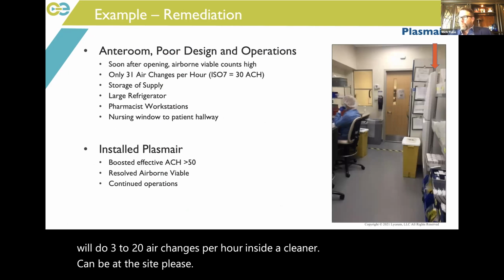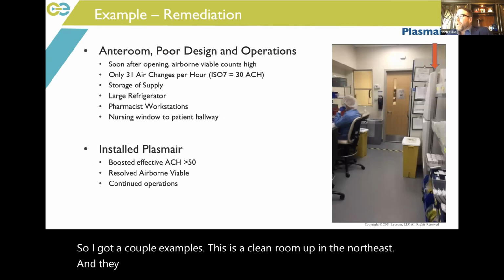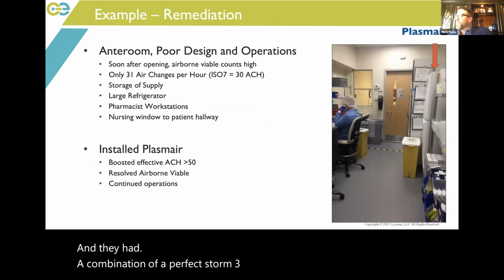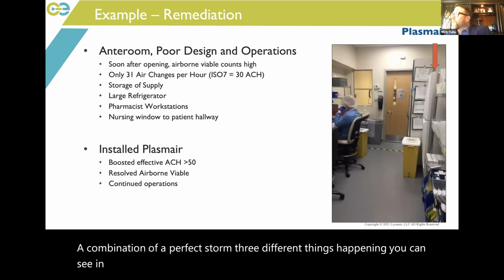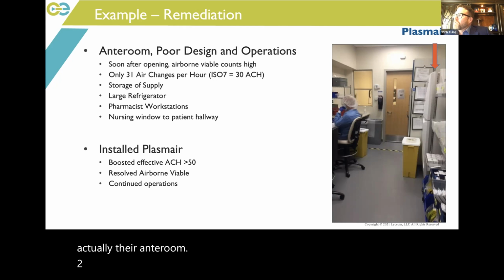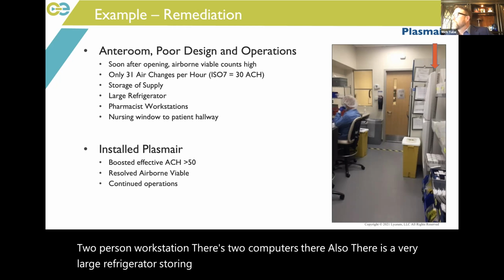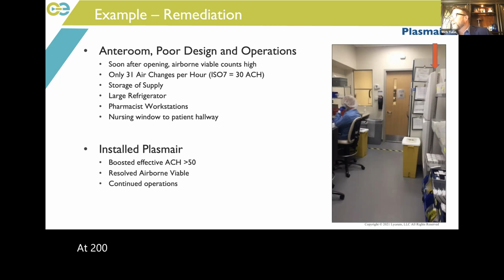Thank you. So I've got a couple examples. This is a clean room up in the Northeast, and they had a culmination of a perfect storm, three different things happening. You can see there's a person on the phone. This is their anteroom at a two-person workstation. There are computers there. Also, there's a very large refrigerator storing HC drugs inside that space, and then there's also a rack of supply as well.